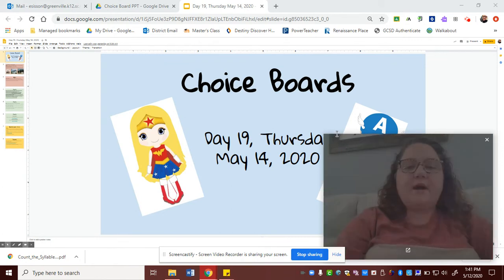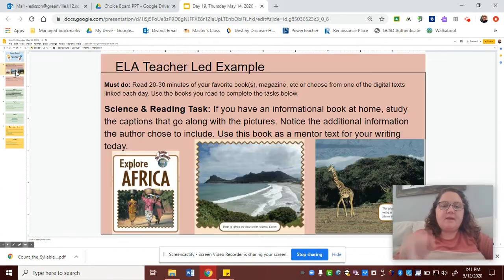Let's go over what we are talking about today, what you're learning about today. All right, so in ELA, we're still working on our informational book. Today, if you have an informational book at home, and if you don't, then I want you to go to Epic and find one, and I want you to study the captions that go along with the pictures. So remember, captions are words that they put with the picture. Notice any additional information that the author includes through that caption. Use this book as your mentor text while you're writing today.